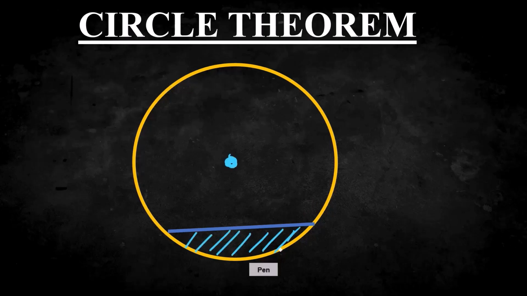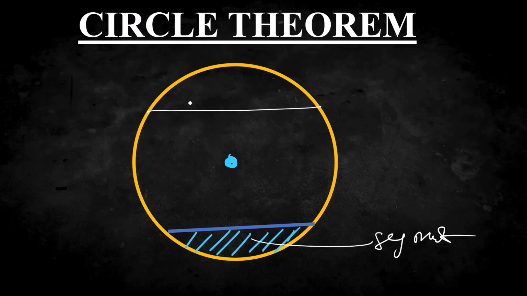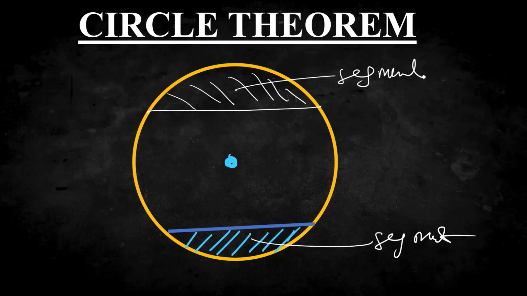Now that we know what is meant by a chord, let's talk about a segment. Once we know a chord, we can find a segment. If this side is a chord, then that would be the segment. As simple as that.